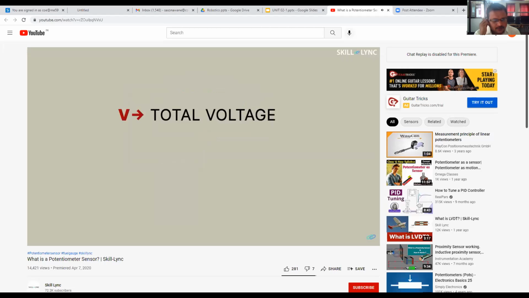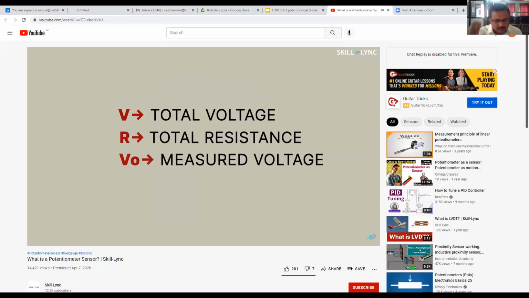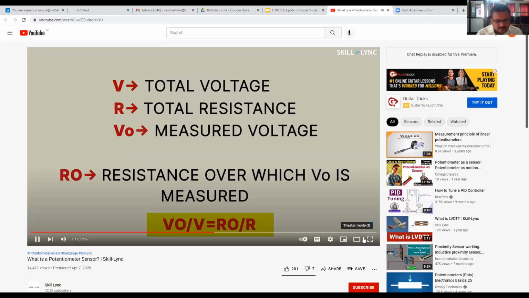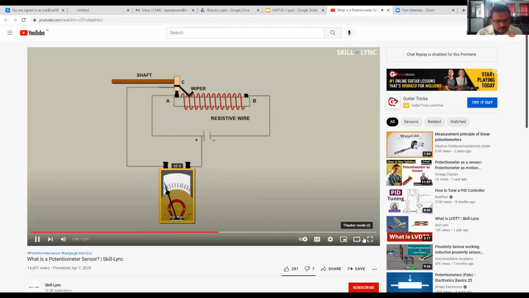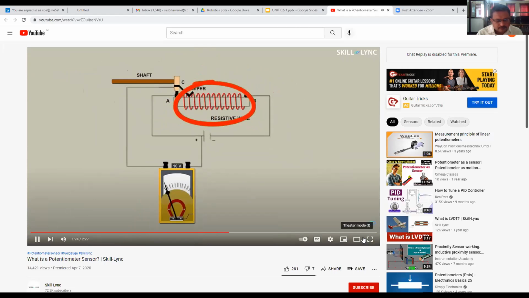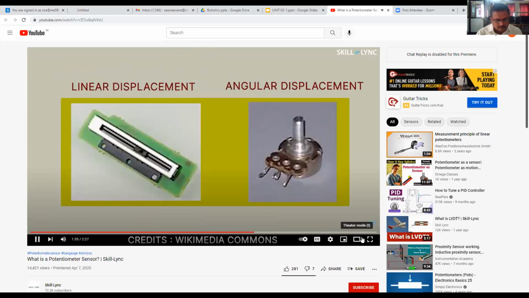If V is the total voltage and R is its total resistance, then V0 is the measured voltage over the resistance R0. Therefore, V0 by V equals R0 by R. Here we see that the track has a constant resistance per unit length. That is, it also has a constant resistance per unit angle. This means that an angular displacement can also be measured as the output is proportional to the angle by which the slider has rotated. Potentiometer sensors can be used to measure both linear and angular displacement as a result.